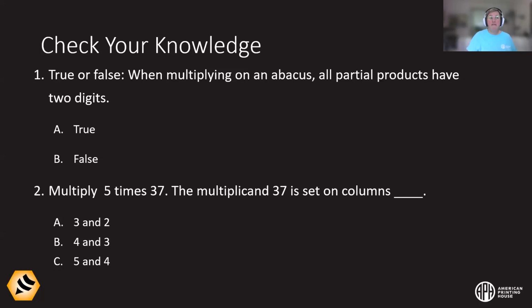When multiplying 5 times 37, the multiplicand is set on columns 4 and 3. You have to tap each time. So you're tapping a 5, and then the word times is the next bar, and then a 3 for the next bar, and a 7 for the 4th bar. Where you stop, which is the 4th bar, you set the 3 of 37, and move to the right and set the 7.